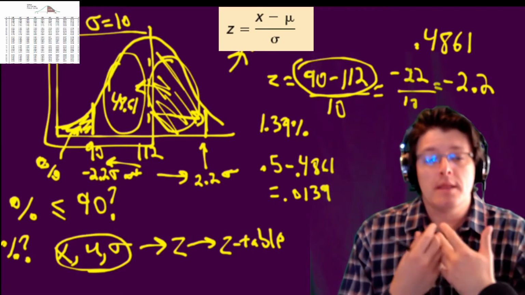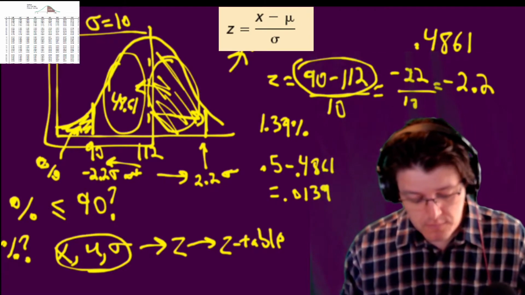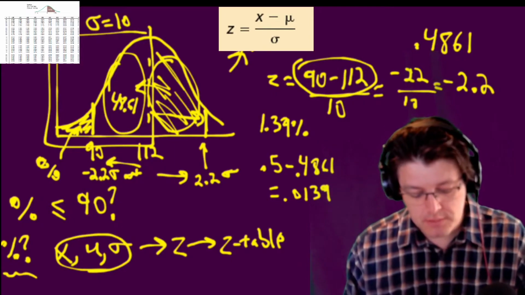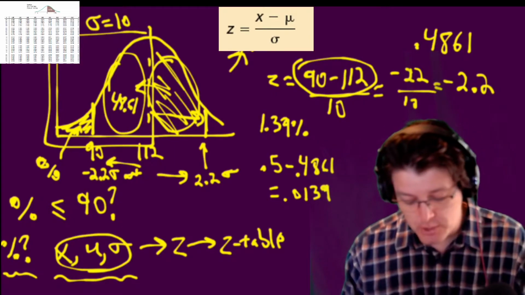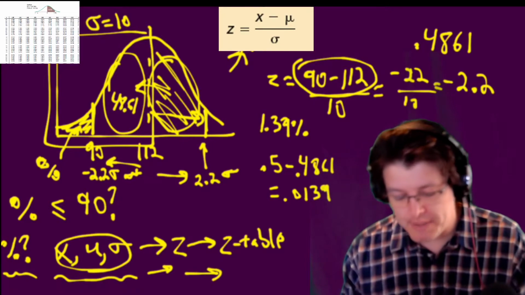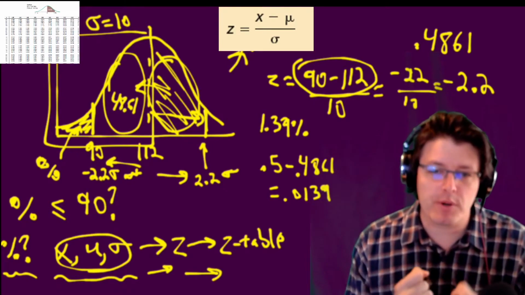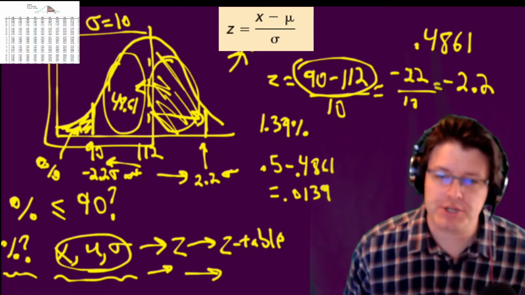Okay, so the process is the same. We didn't know the percentage. We knew X, mu, and sigma, so we could find a Z, look it up on the Z table, and then we have to interpret the Z table results given our picture.